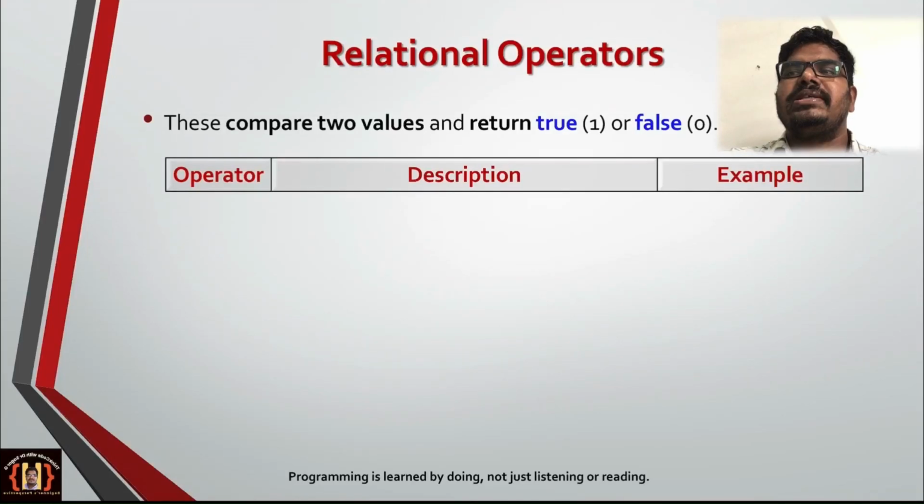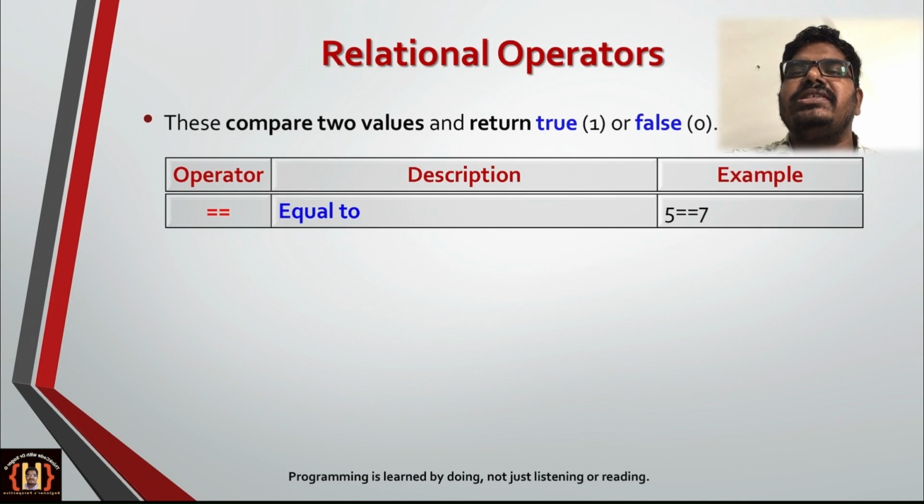The topic is relational operators. These operators basically compare two values and they return either a true value or a false value. True is basically 1, false is 0. Whenever they return 1, that means it is true. Whenever the expression returns 0, it is false. Let's see the operators here.